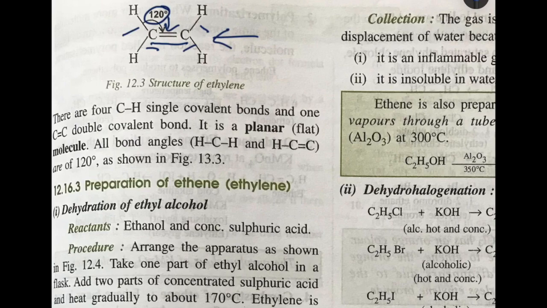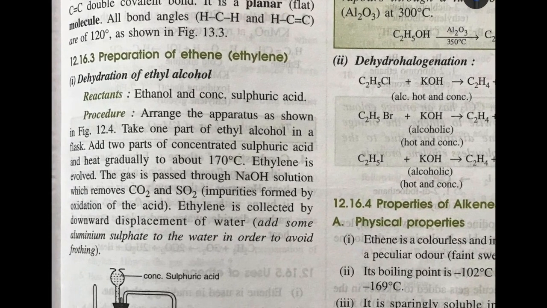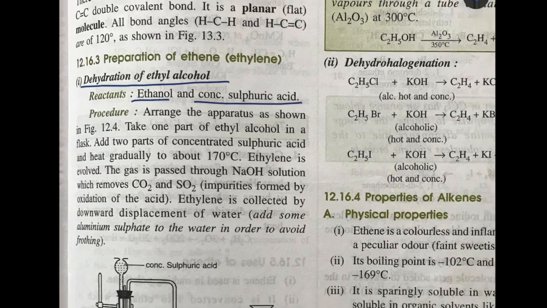Now, preparation of ethene or ethylene is done by dehydration of ethyl alcohol. That means removing water from ethyl alcohol. So what are the reactants? Ethanol and concentrated sulfuric acid.